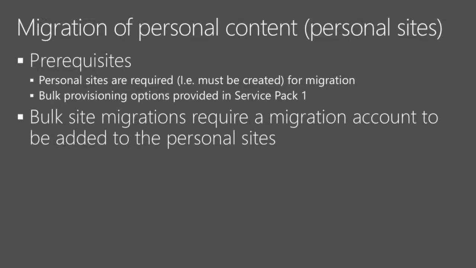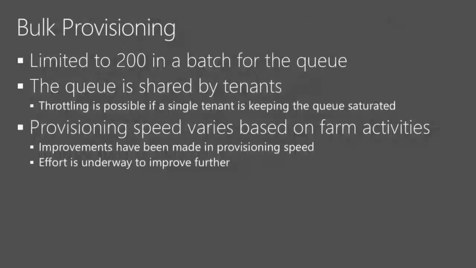So we have the ability to do bulk provisioning via the client-side object model, and therefore, obviously, also with PowerShell. We basically add a list of user identities using their email address into a queue, which is then batched up for creation. And currently, the limit there is 200 in the queue. But remember, this queue is shared by all tenants in the environment that's hosting this, right? So you may get hit by some throttling. There's no way to guarantee a speed here, because depending on what else is happening in that farm, things might slow down or speed up.